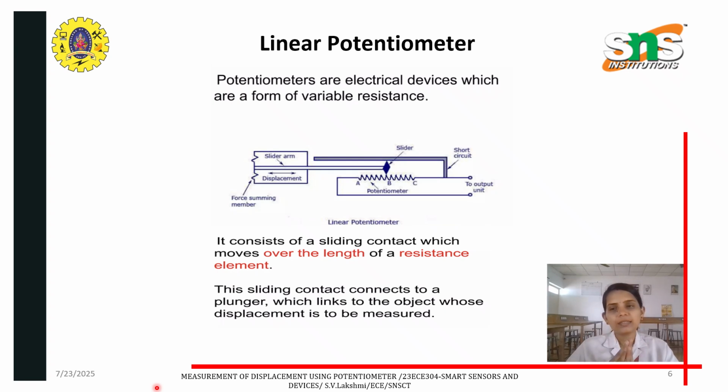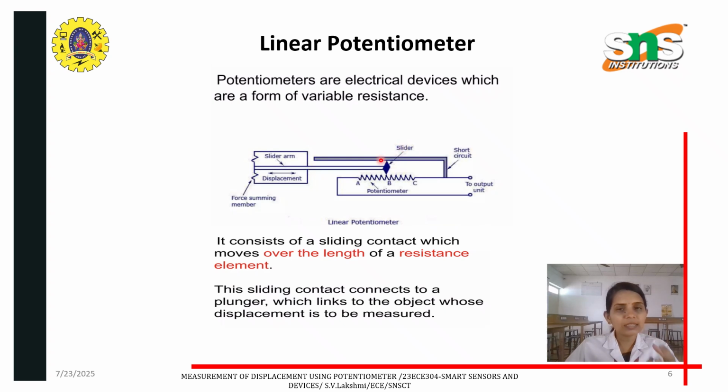First, let us discuss the linear potentiometer. In the case of a linear potentiometer, the resistive element, the resistive wire which we have taken, will be in a straight line. So that is called a linear potentiometer. This is basically a potentiometer with three terminals A and C, and B is a contact point which acts as a slider, and the object whose displacement has to be measured is connected to this slider.